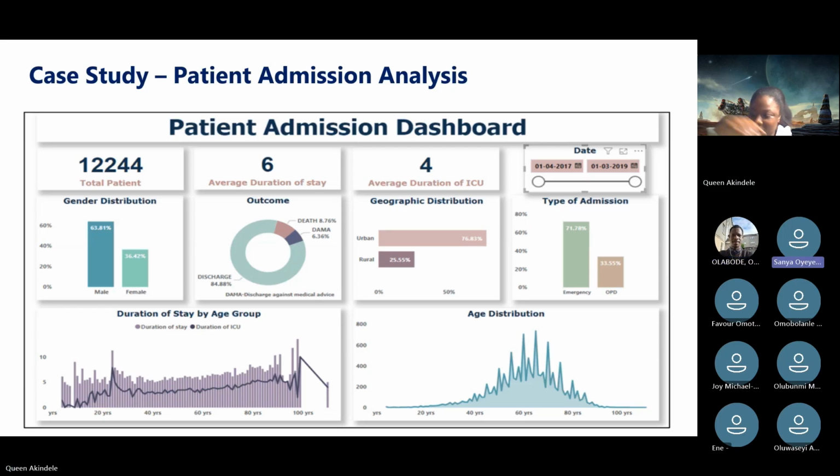Looking at the duration of stay by age group, I can see a spike above 10 days for people that are very old. Also a bit of a spike between age 20 and 29, and then between 80 and 100. That's a bit of a spike also. Then for the duration of ICU, I can also see a sharp rise after the age of 100.